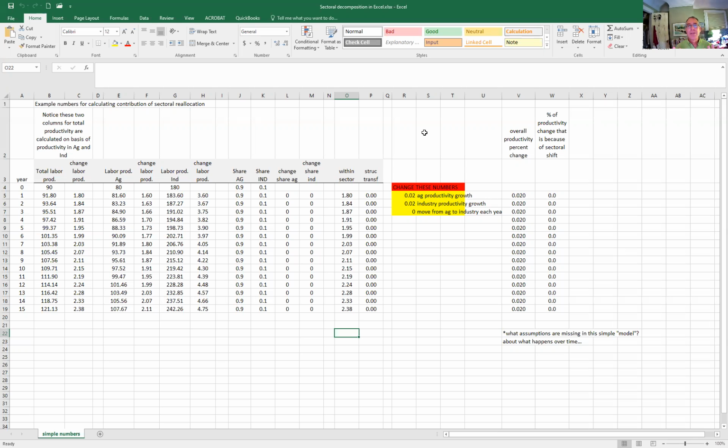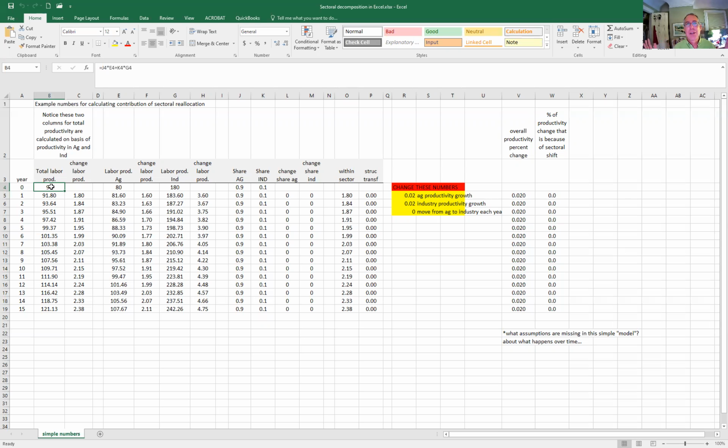And you can see what's going on and decompose the two sources of productivity growth. So I'm just going to very quickly walk through the Excel spreadsheet. And so we start over here where we have an initial labor productivity of 90. So each labor produces 90 units of value. So we're kind of unitless here. We can think of these as indices of productivity.